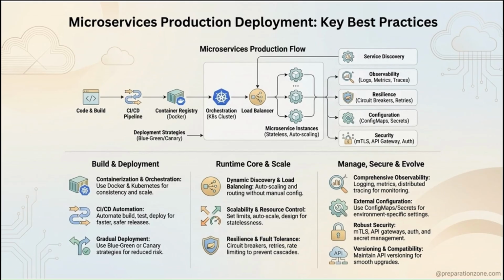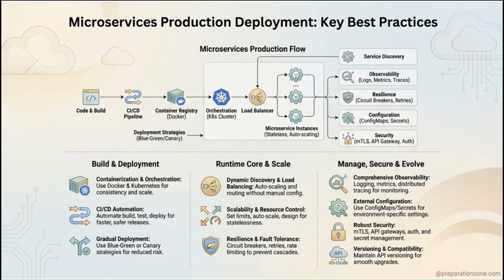Observability. To keep production systems healthy, we need full observability. That means collecting logs, metrics, and traces with tools like Prometheus, Grafana, ELK, and Jaeger. When something breaks at 2 a.m., these tools help us find and fix it instantly. Resilience and fault tolerance. In microservices, failures are normal, so we add patterns like circuit breakers, retries, bulkheads, and rate limiting to prevent small issues from becoming a system-wide outage.